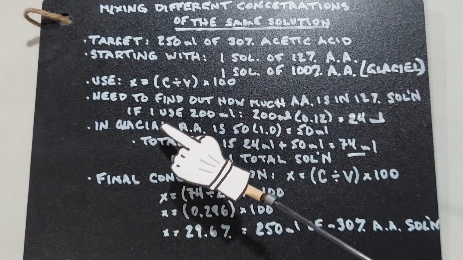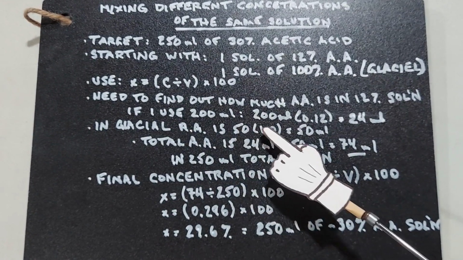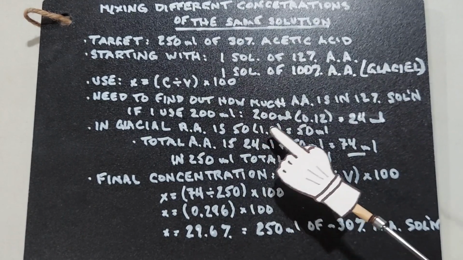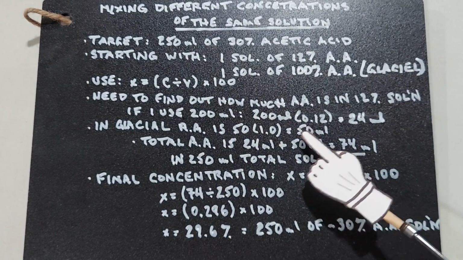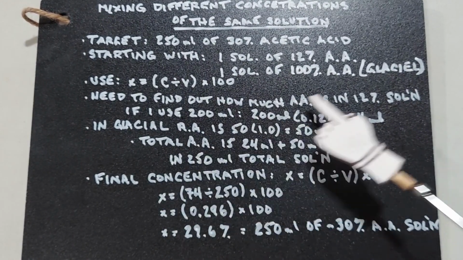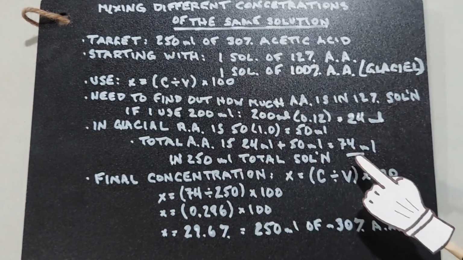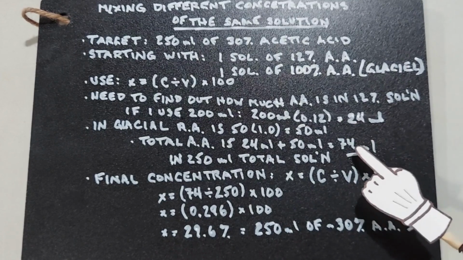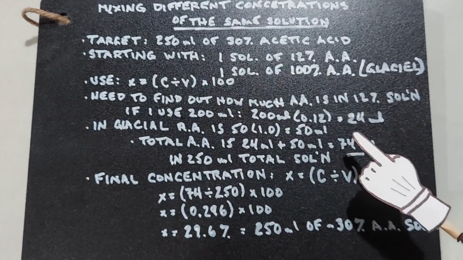And then, of course, glacial acetic acid is at 100%, so we multiply 50 mLs times 1, which is the 100%, and we get 50 mLs. So all of the 50 mLs of the glacial acetic acid is acetic acid. Now, to find out the total amount of acetic acid we take the 24 milliliters here and the 50 milliliters right here, and we have 74 milliliters in our final solution of actual acetic acid concentrated. Of course, again, diluted in the water.